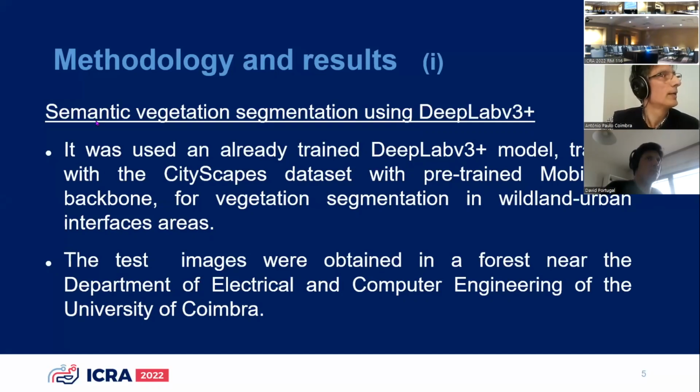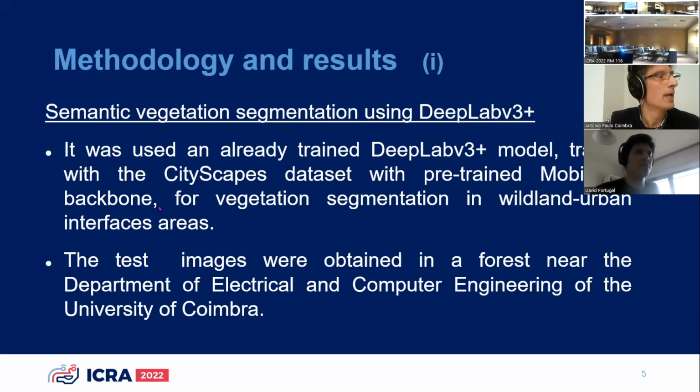For the semantic vegetation segmentation using DeepLab, we use an already trained model, trained with the Cityscapes dataset, pre-trained with the MobileNet backbone. And it was used with a set of images taken in a forest nearby our department.